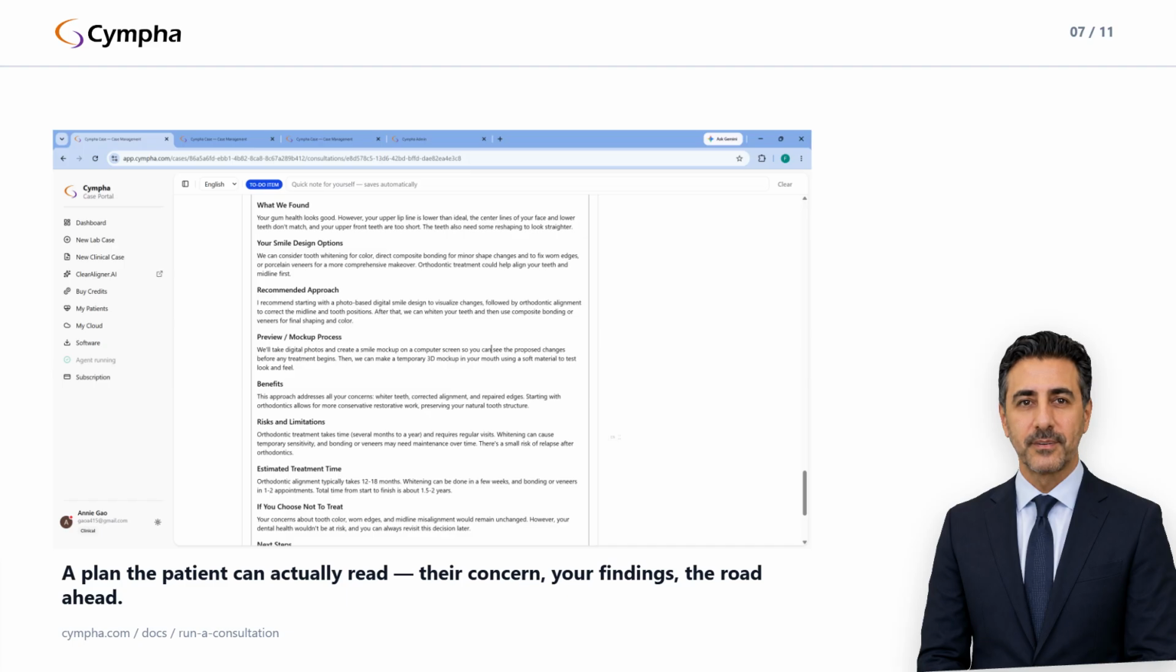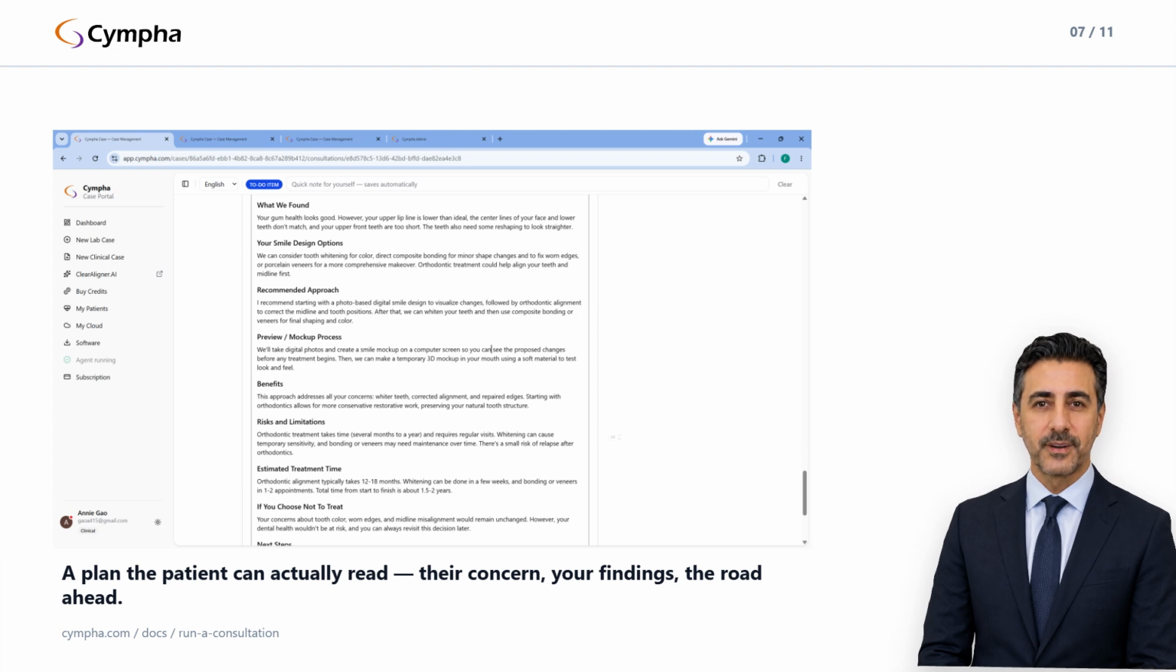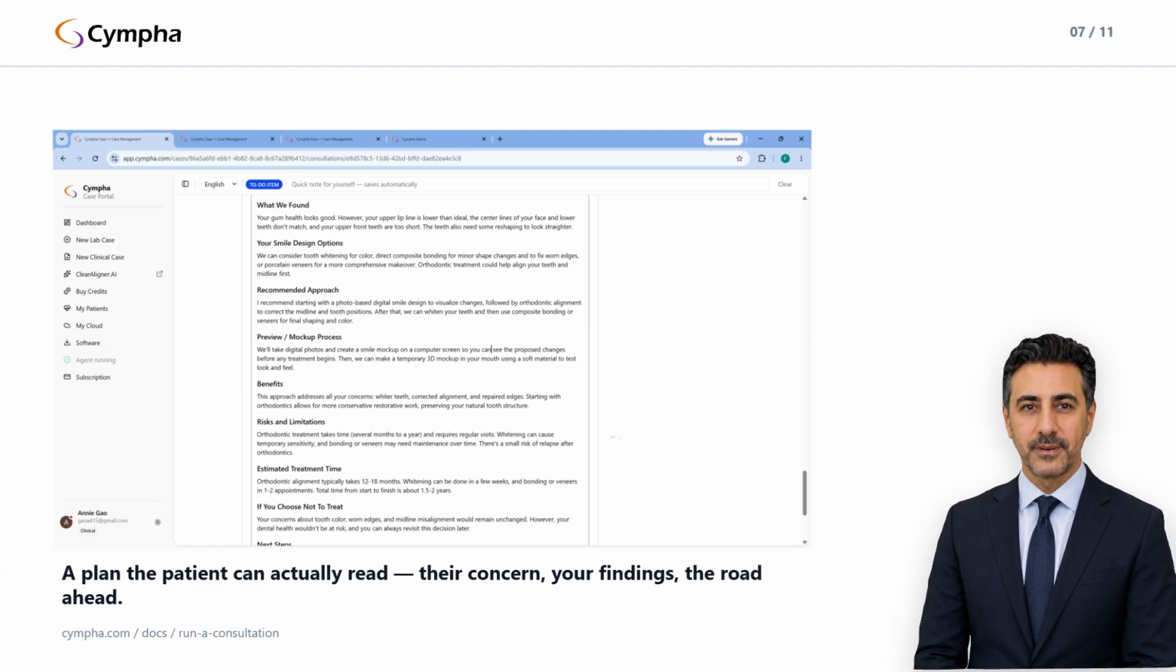This is what the finished plan looks like. Notice the register. It's not a medical record with clinical shorthand. It's a document a patient can sit with at home and actually understand. That matters for the moment that comes next, because you're about to hand this to them and ask for a decision. A patient who understands what you found, what their options are, and why you're recommending what you're recommending is a patient who can say yes with confidence or ask a good question instead of going quiet. The quality of this document is the quality of that conversation.